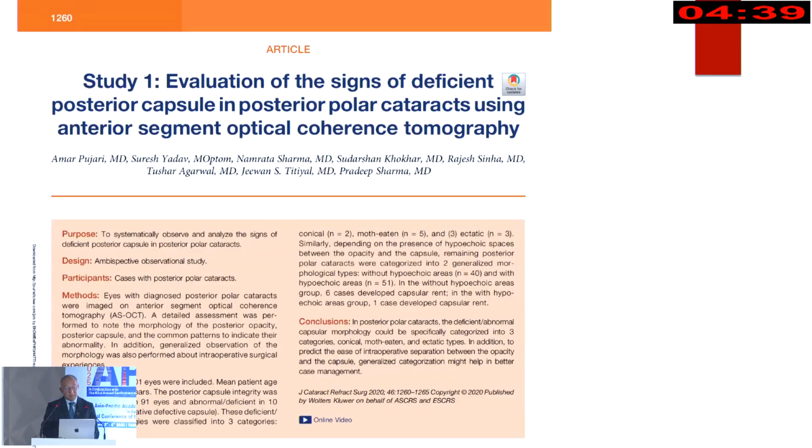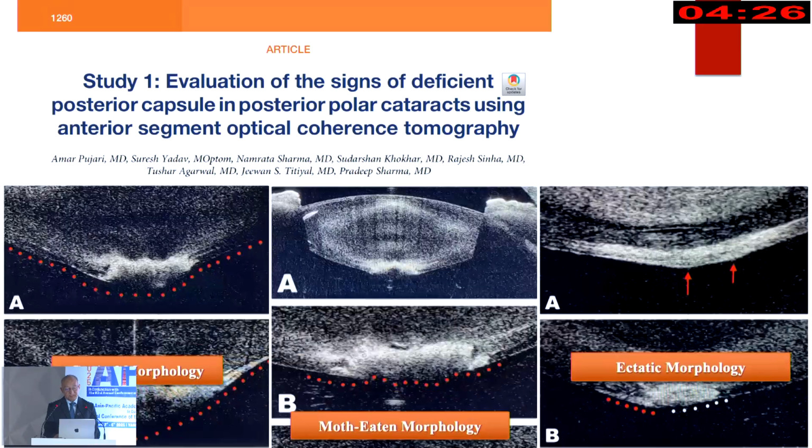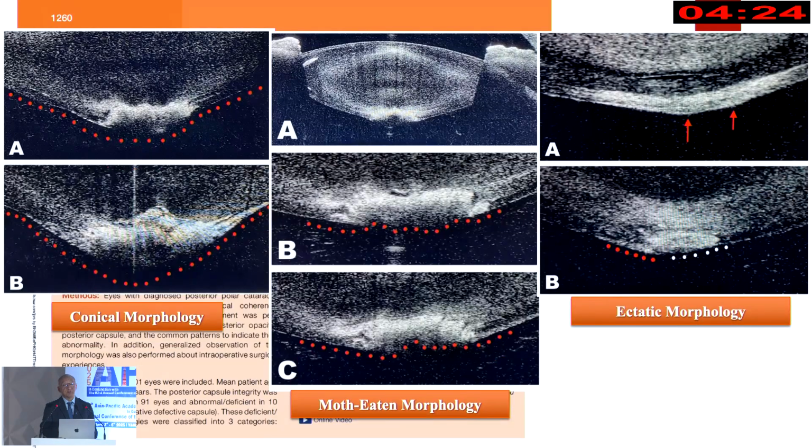So this is a study published by one of my younger colleagues, where we did consecutive 100 cases of posterior polar cataract. We did an anterior segment OCT and saw, with high definition, the configuration and morphology of these cases. So we realized there are three important features. These features you can see in a slit lamp also. So if you have a conical shape, this is the posterior polar disc, and the entire posterior part is a conical shape. This is the moth-eaten appearance, and this is the eccentric appearance.